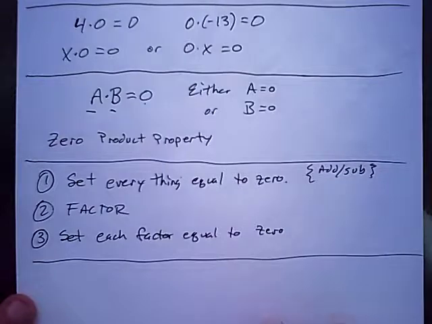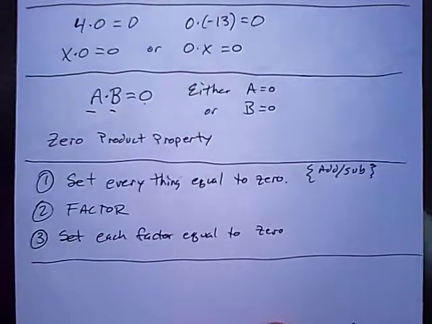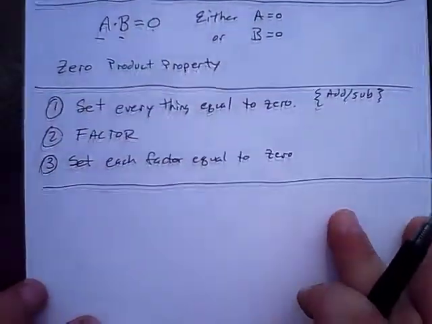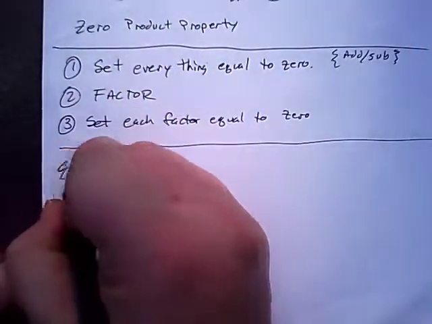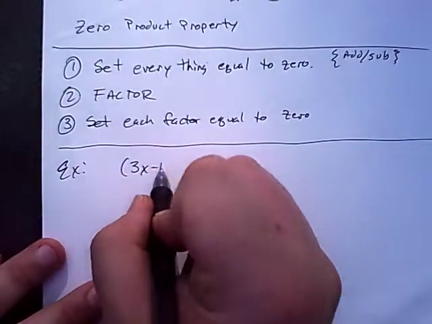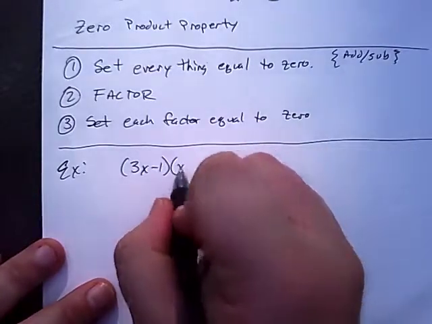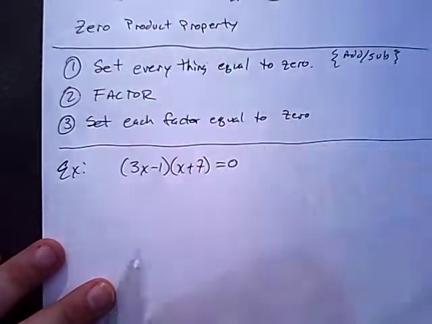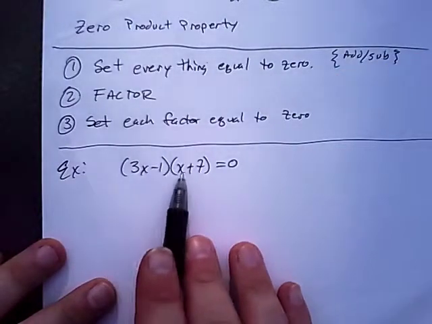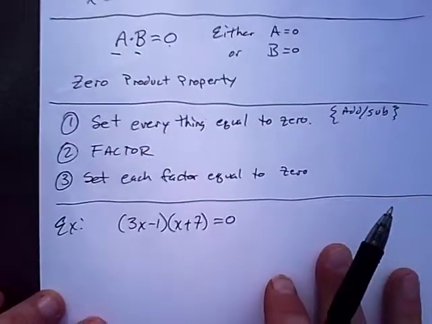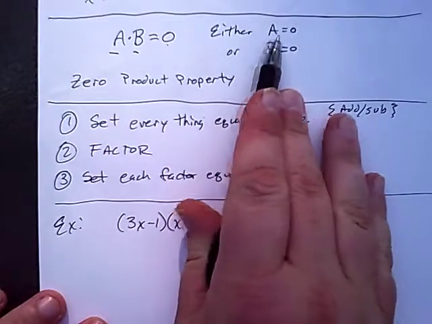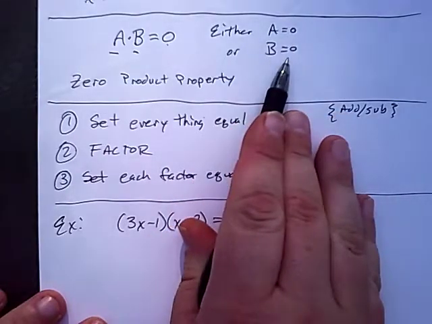Nothing too terribly difficult. Now I'm going to start off with an example where we already have a quadratic where it's already factored for us. So let's take a look. Our first example here, let's say that they give us something like (3x minus 1) times (x plus 7), and that whole thing equals 0. Well, I know now that I have something times something equals 0, right? So let's look at what the zero product property says. Something times something equals 0, then either the first thing equals 0 or the second thing equals 0.